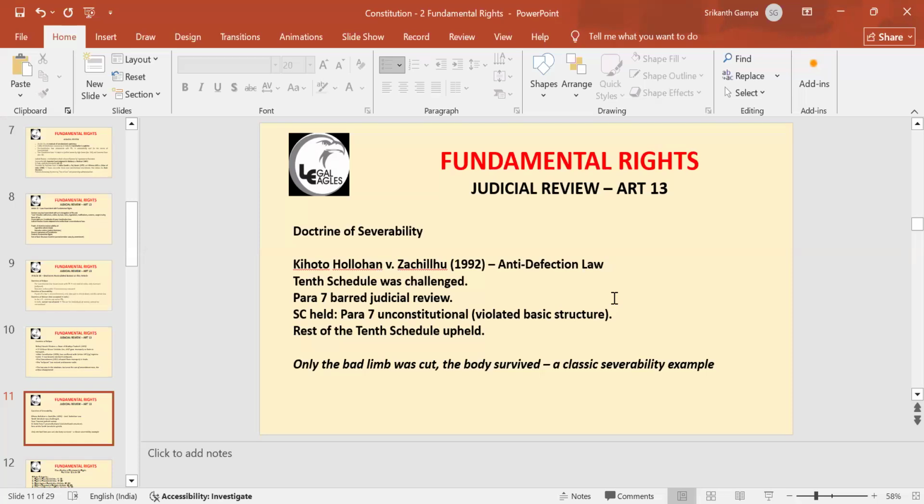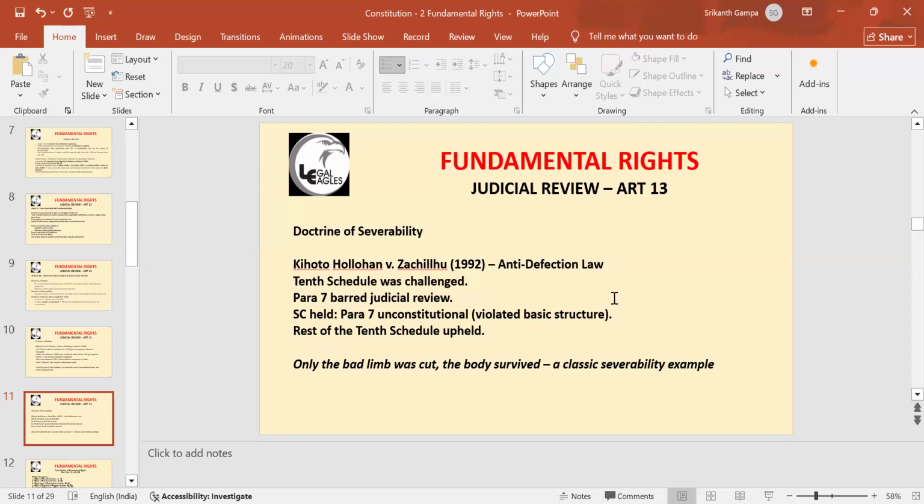So the Supreme Court held para 7 is unconstitutional. It is violating the basic structure of the constitution. But at the same time, the rest of the 10th Schedule is okay. It abides by every part of the constitution, except this para 7, which is against the basic structure. So what they have done, they have removed that specific 7th para only, and all of the 10th Schedule is retained.